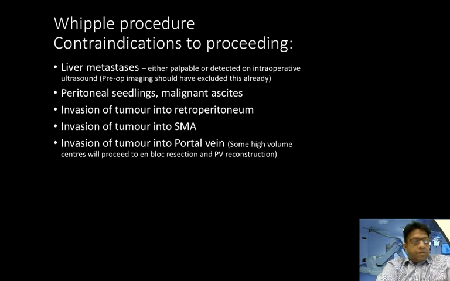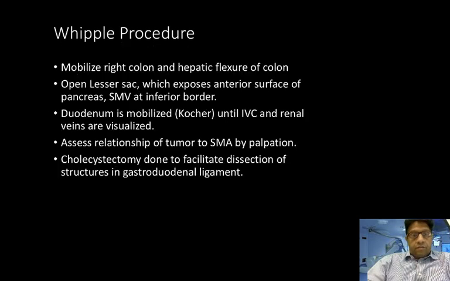Contraindications to proceeding: liver metastases, either palpable or detected on intraoperative ultrasound. Pre-op imaging should have excluded this already. Peritoneal seedling, malignant ascites, all contraindications. Invasion of the tumor into the retroperitoneum, into the SMA, into the portal vein. And as mentioned, some high volume centers will proceed to en bloc resect the portal vein and then reconstruct it.